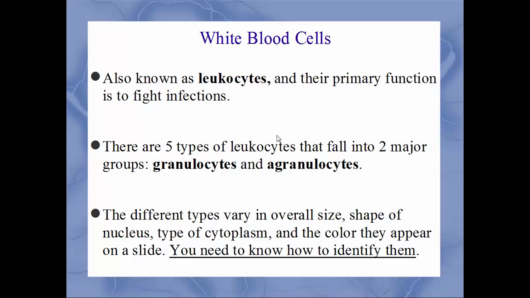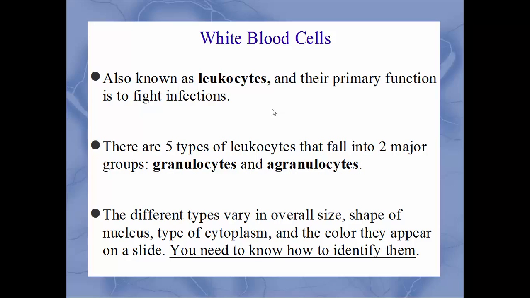Alright, that's all for the red blood cells. We'll move on to the white blood cells. These are also called leukocytes, and this can be spelled with a C or a K right here. It doesn't really matter. Leuko is a prefix that means white, so leukocytes, white cells. And the primary function is to help fight infections.